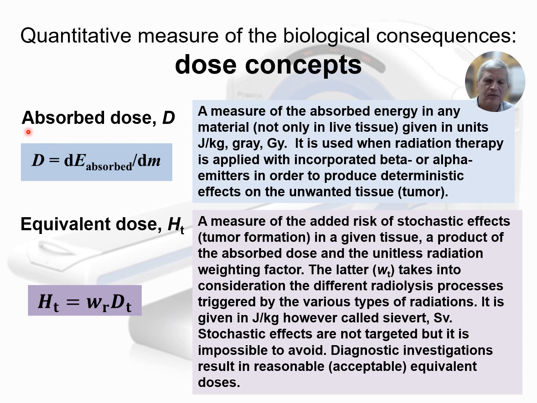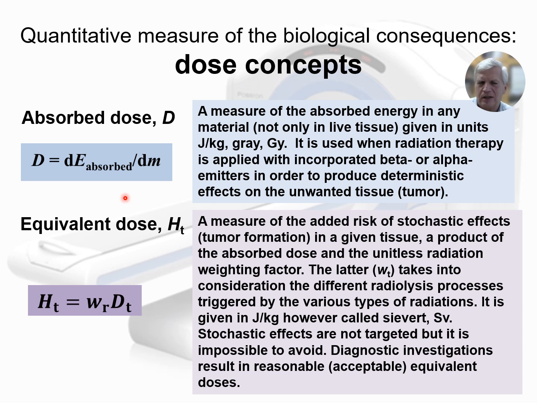The first dose concept is the so-called absorbed dose. This is a measure of the absorbed energy in any material, not only in live tissue, given in units of joule per kilogram. It is called gray. It is used when radiation therapy is applied with incorporated beta or alpha emitters in order to produce deterministic effects on the unwanted tissue. You may be confused that I said that it is not about live tissue. I just said it is valid for everything, but not necessarily on live tissue. So this is absorbed energy.